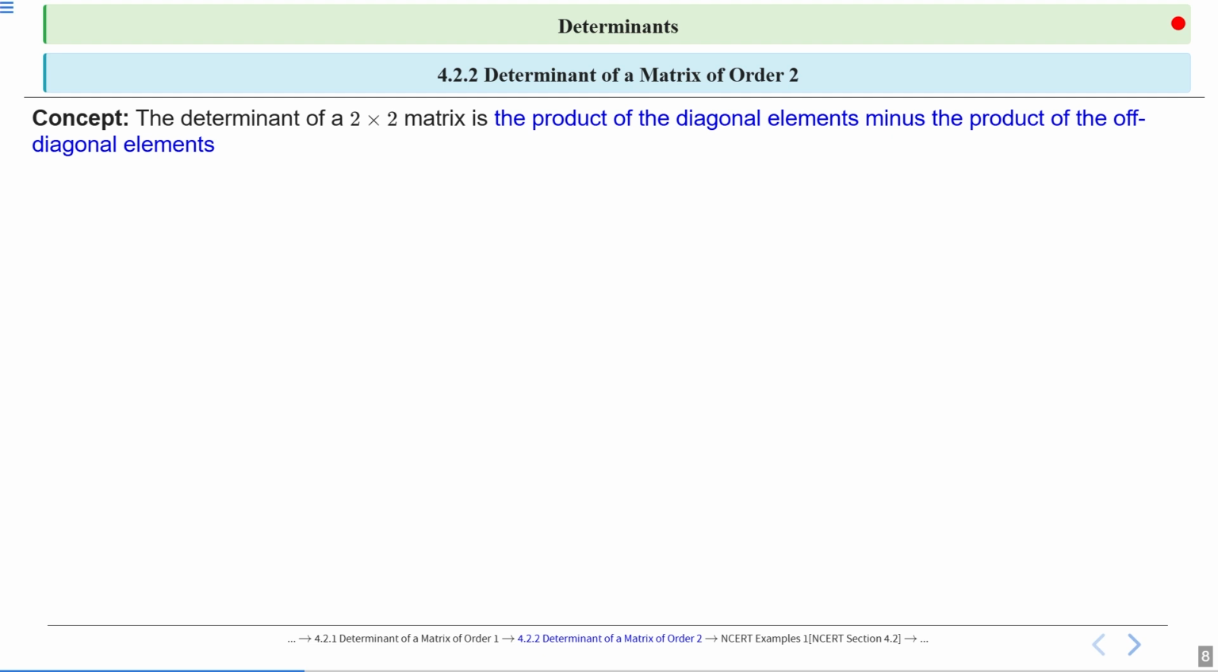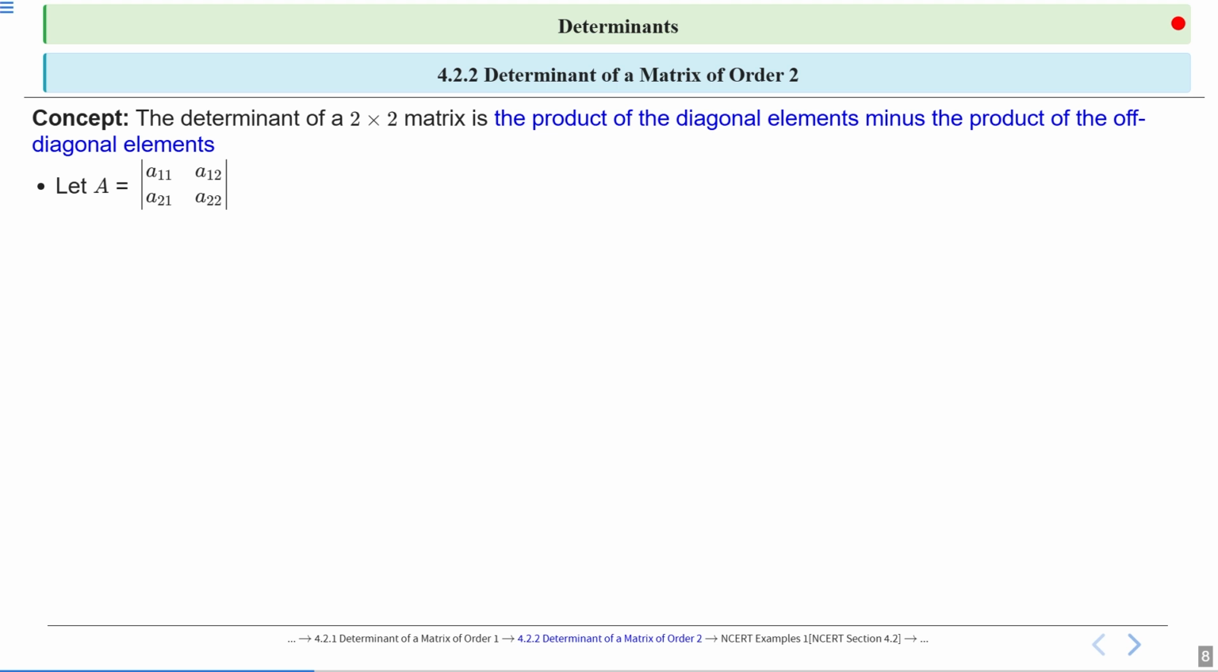Now we have to find the determinant of a matrix of order 2. So if we have a matrix of 2 cross 2, then the determinant is the product of diagonal elements minus the product of off diagonal elements.